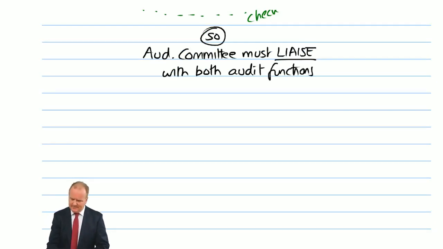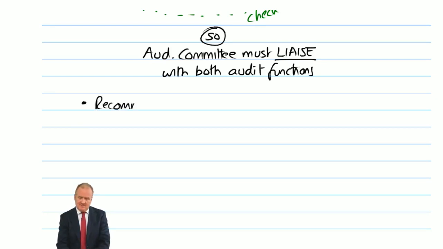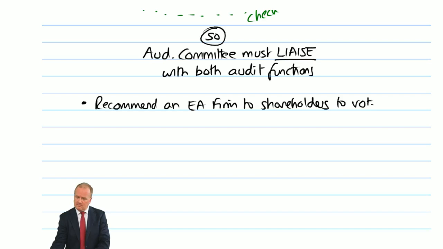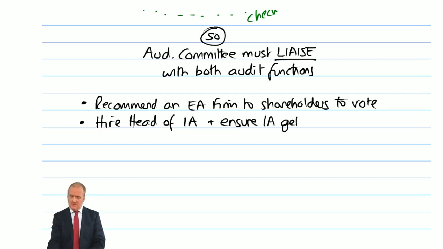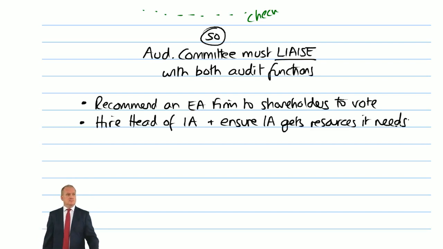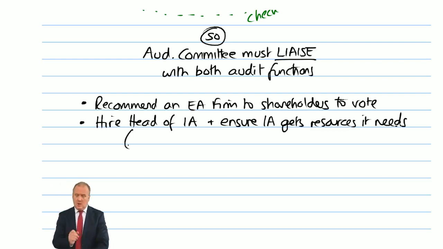What does that mean? It means that the audit committee is going to recommend an external audit firm to the shareholders to vote. And it means the audit committee is going to hire the head of internal audit and ensure the internal audit function gets the resources it needs. However, as we shall see shortly, potentially the audit committee might decide not to hire a head of internal audit.